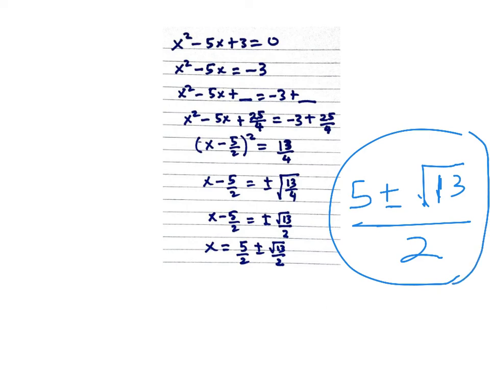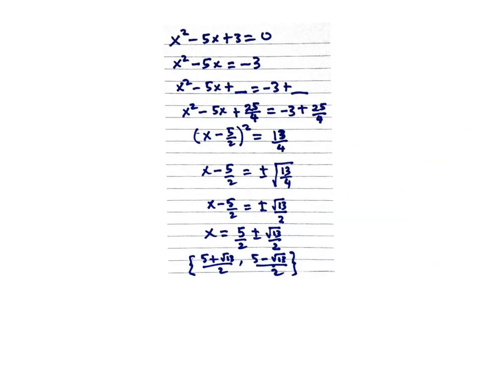But remember, there are two numbers here: 5 minus root 13 over 2, and 5 plus root 13 over 2. It really doesn't matter what order you have them in, but it would be preferable to have the smaller one on the left and the bigger one on the right. So there you have it. This is the whole process.